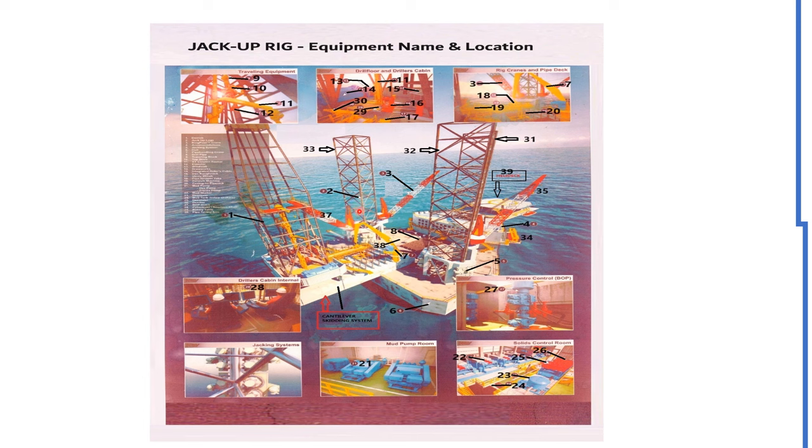And number three, these are the cranes, this one and this one. Number three is called the port crane. And this number four, we are looking over here, and this one also, is the accommodations and offices in the rig.